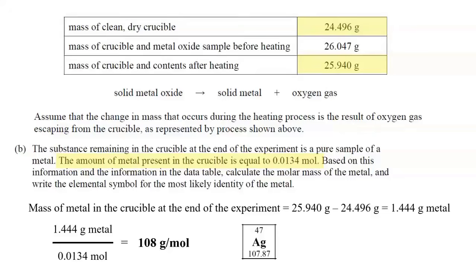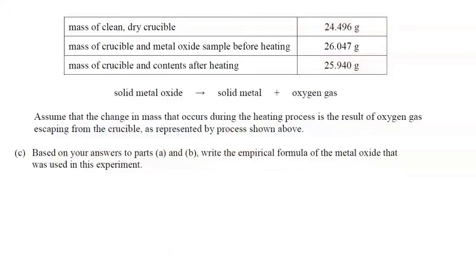All right, let's move on to part C of this question. It says, based on your answers to parts A and B, write the empirical formula of the metal oxide that was used in this experiment. So in part A, we had calculated the number of moles of oxygen gas that was released, and that was 0.00334 moles of O2. In part B, we discovered that the elemental symbol for the metal was silver, Ag, and they were giving us in part B that the number of moles of that metal was 0.0134.